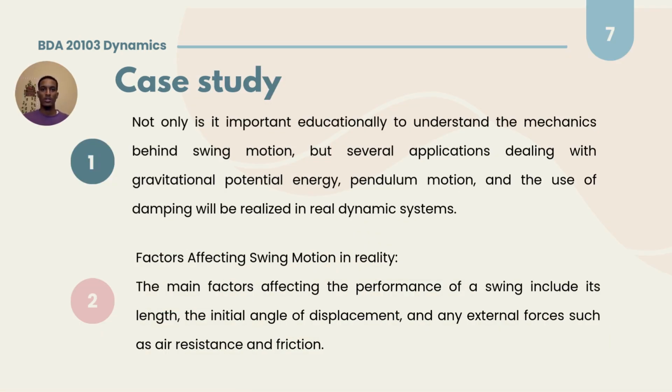Not only is it important educationally to understand the mechanics behind swing motion, but several applications dealing with gravitational potential energy, pendulum motion, and the use of damping will be realized in real dynamic systems. The main factors affecting the performance of a swing include its length, the initial angle of displacement, and any external forces such as air resistance and friction.